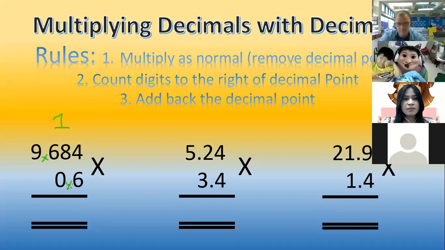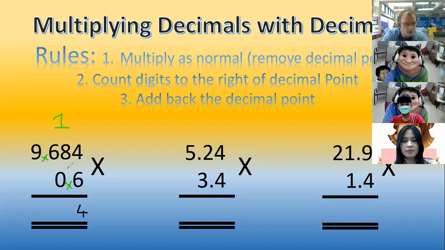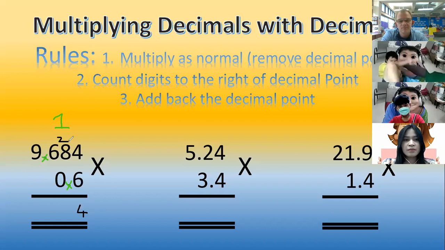Okay. Then we have to multiply normally. So 0.6 is only 6. So let's quickly multiply. What is 6 times 4? 24. 24, excellent. What is 6 times 8? 48, plus 2, 50. 50, excellent. What is 6 times 6?